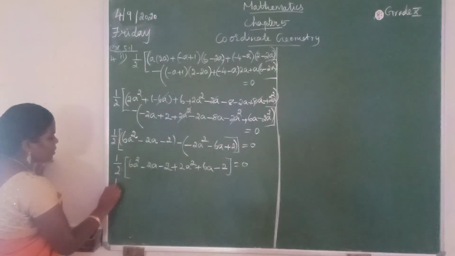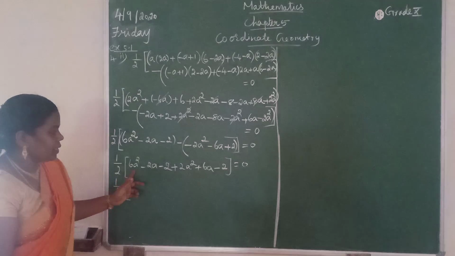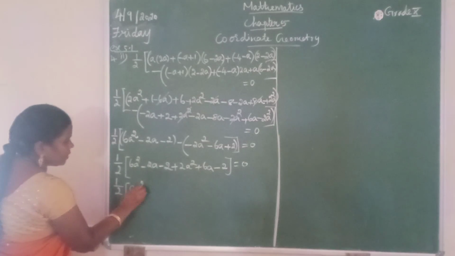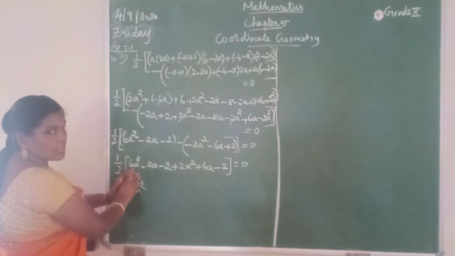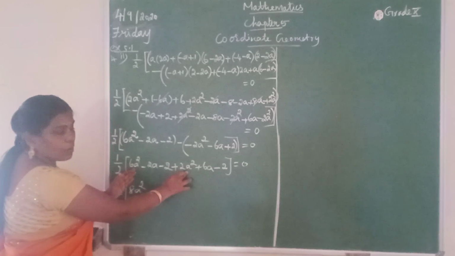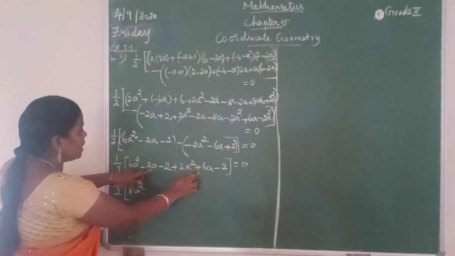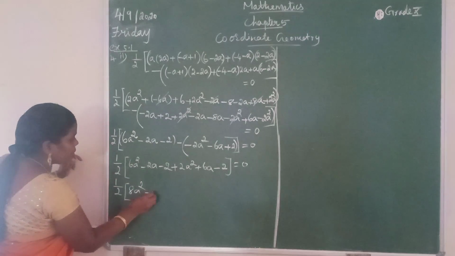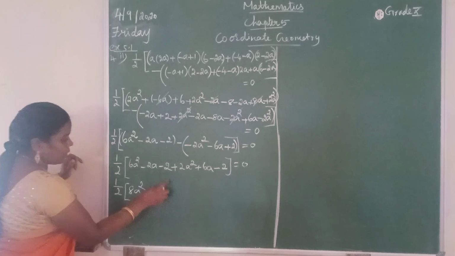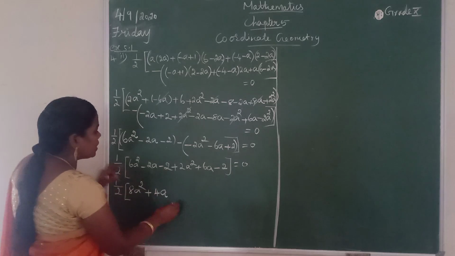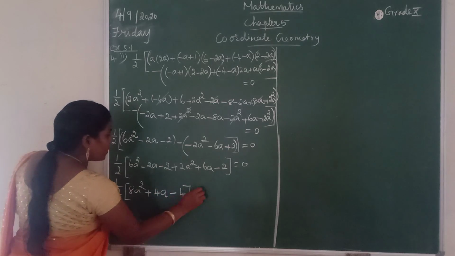That is half into a square term simplified, 6a square plus 2a square is 8a square, then a term minus 2a plus 6a, that is plus 4a. Then number term, that is constant term minus 2 minus 2, that is minus 4, is equal to 0.